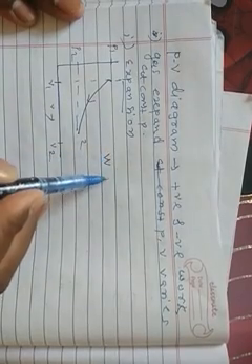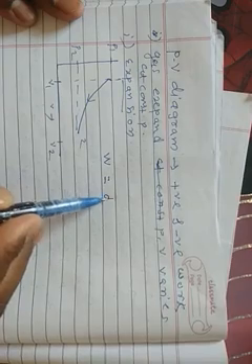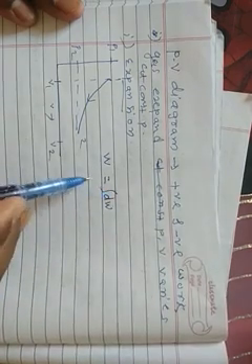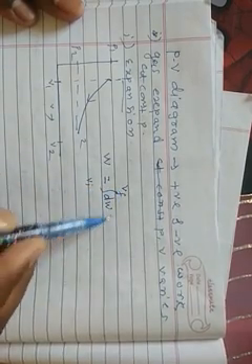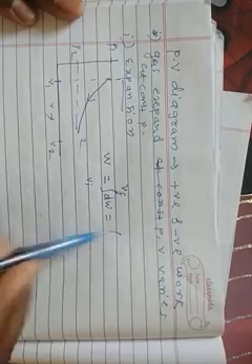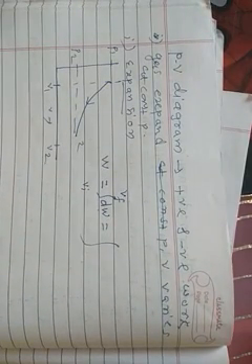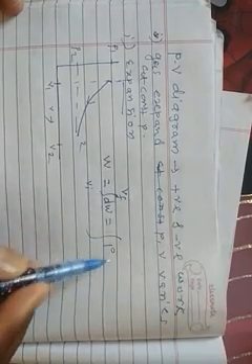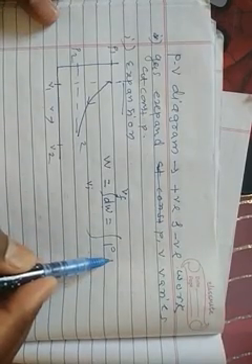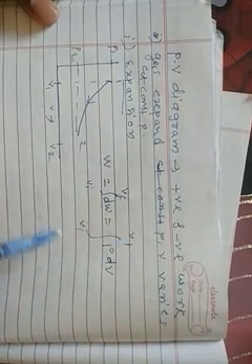So what is the work done? Work done is equal to the integration of small work done from initial volume to final volume. What is the small work done? dW is PdV. That expression we already found in the previous lecture. So this will be PdV or P delta V, whatever you can take, from initial volume to final volume.